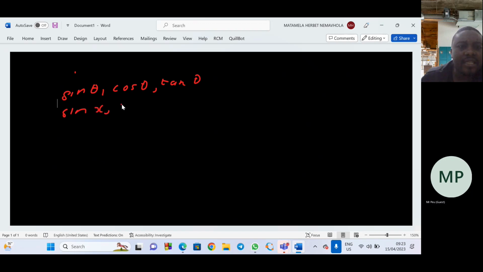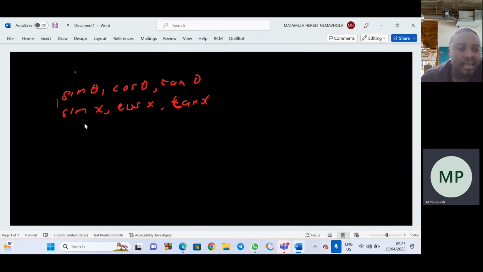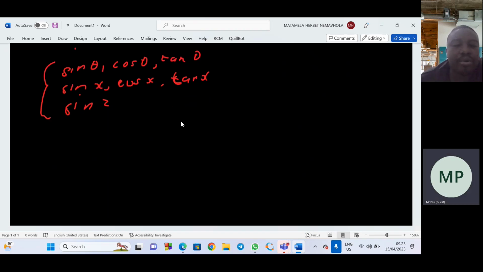They can even say sine x, cos x. They can even say cos b, not cos theta. Sometimes they can even use b, or sometimes they can even use z. It depends on the question. Don't expect that every time they are going to use theta or x. But these things still remain the same. So we have something called a reciprocal.